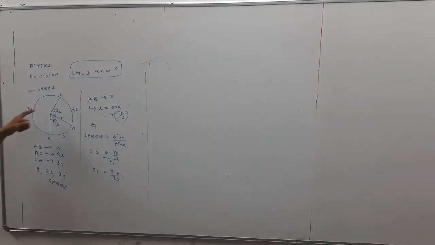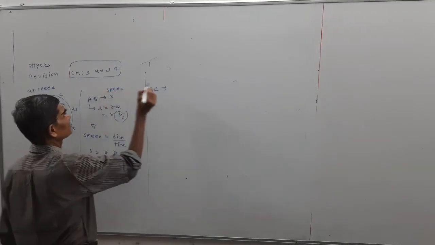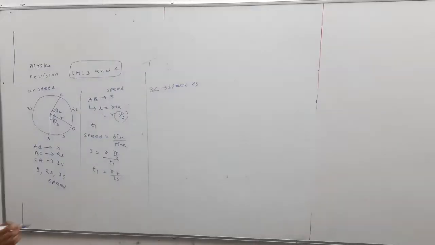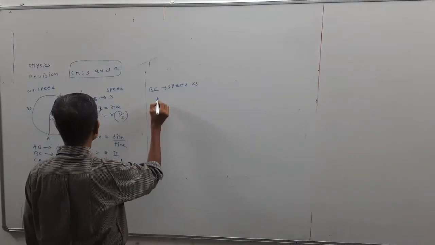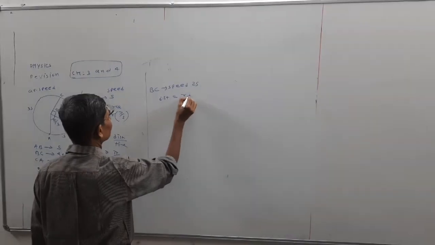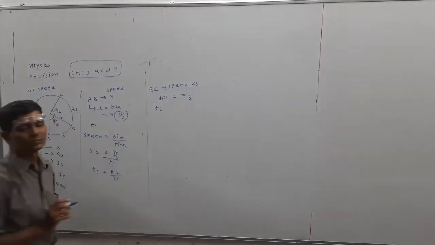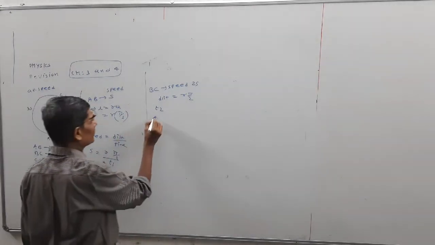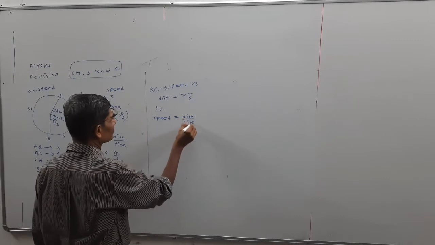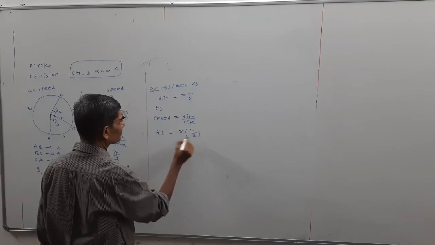Now BC part. Here speed is 2s. So the length of the arc, the distance, will be equal to r into pi by 2. Now let us say the time is t2. So again we use the formula, speed is equal to distance upon time, distance is r into pi by 2, time t2.